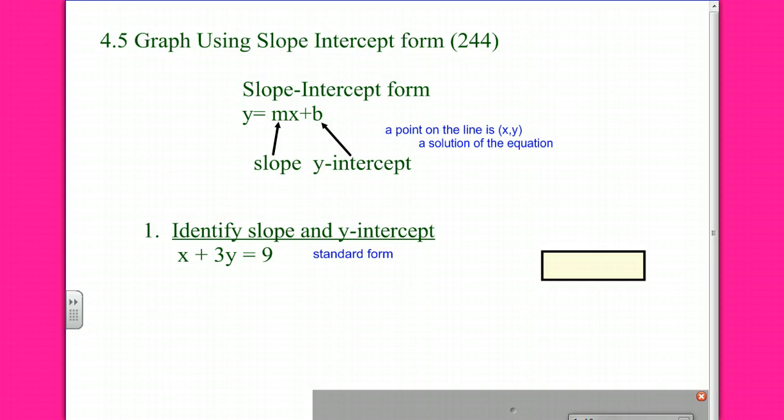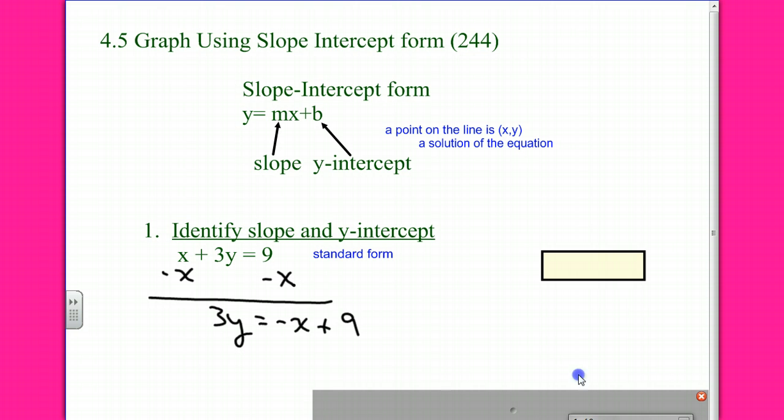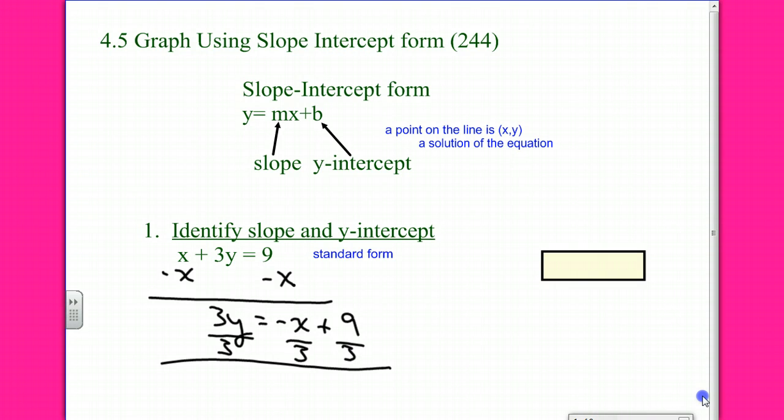What do we do? Faith. Subtract x from both sides. Subtract x. And now tell me what we have. 3y equals negative x plus 9. Notice she's keeping the x term closer to the equal sign because that's what slope-intercept form has. And divide by 3. Because I have negative x plus 9 divided by 3. Divide every term by 3. Good job. And we have y equals negative x divided by 3 plus 3.